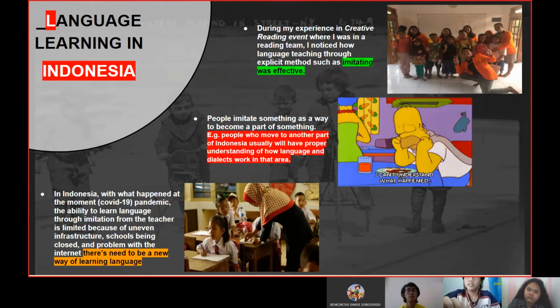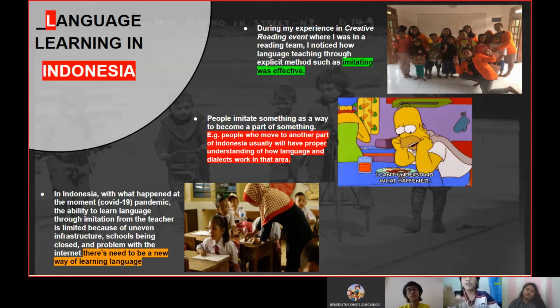Okay, now we have language learning in Indonesia. During my first experience in a creative reading event, where I was in the reading team, I noticed how language teaching through explicit methods such as imitation was very successful and effective. Effective in the sense that it is very time efficient, convenient, easy to prepare, and impactful on meaning recall and understanding. This is somewhat debatable, but perhaps this is why teachers rely on imitation in many aspects of learning, such as spelling, vocabulary, dialects, and even writing practice.